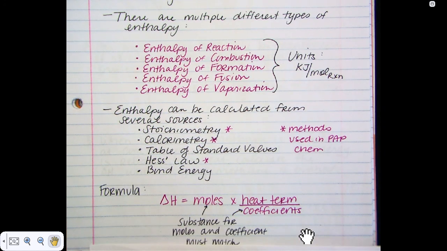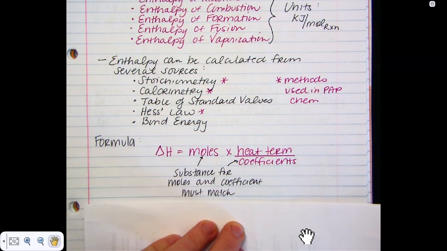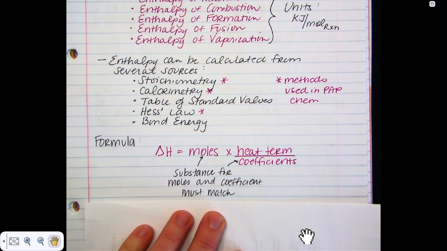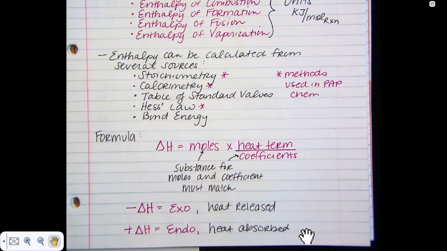So our formula here is going to be delta H is equal to the moles of the substance times the heat term over the coefficient. And it's important to know that the moles of the substance and the coefficient used have to be for the same substance from the balanced equation. Okay. We can come up with one of two types of answers here.